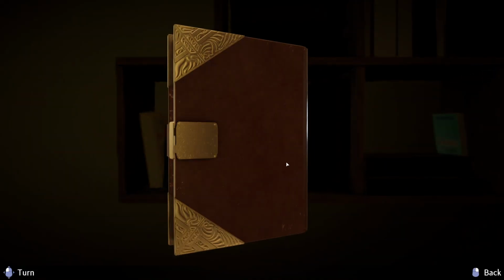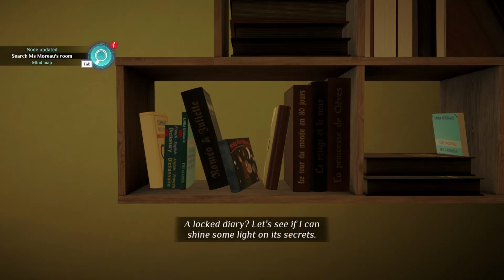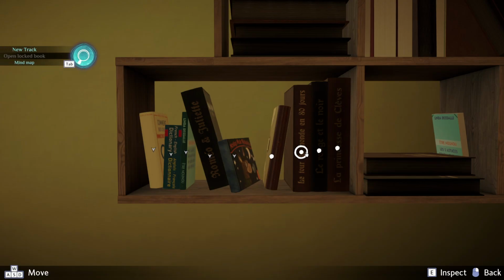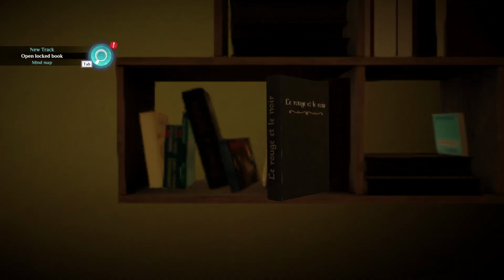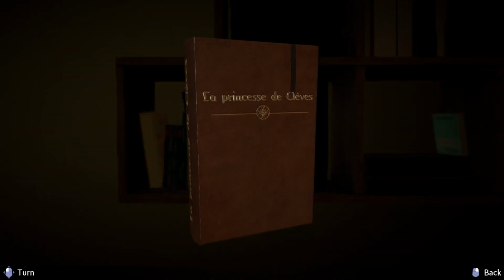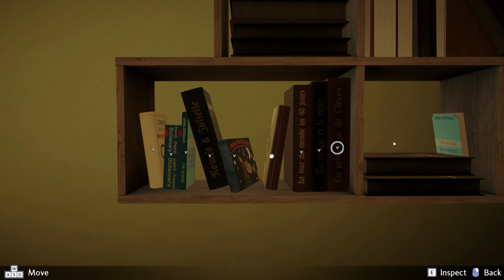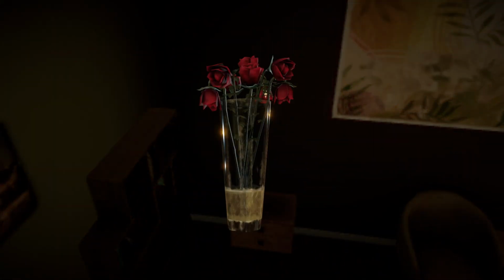Nothing here, at least for now. A locked diary? Let's see if I can shine some light on its secrets. So we need a key. Let's just continue here. All right, so let's find the key.